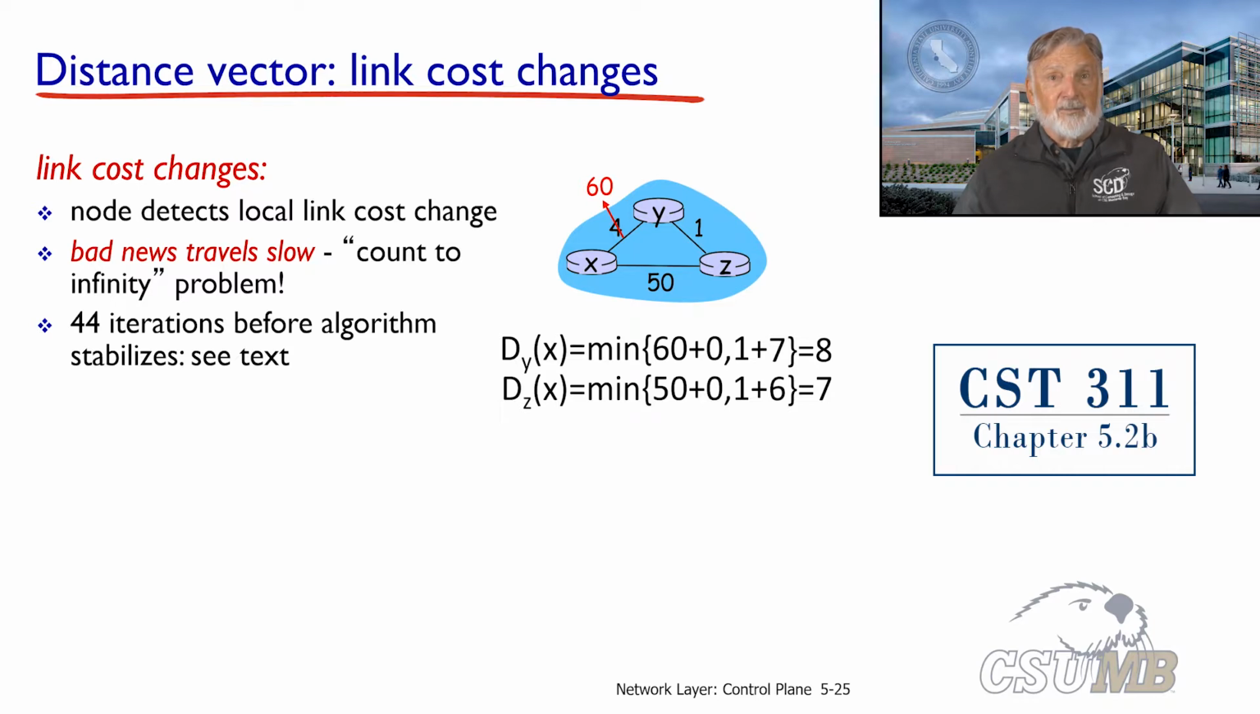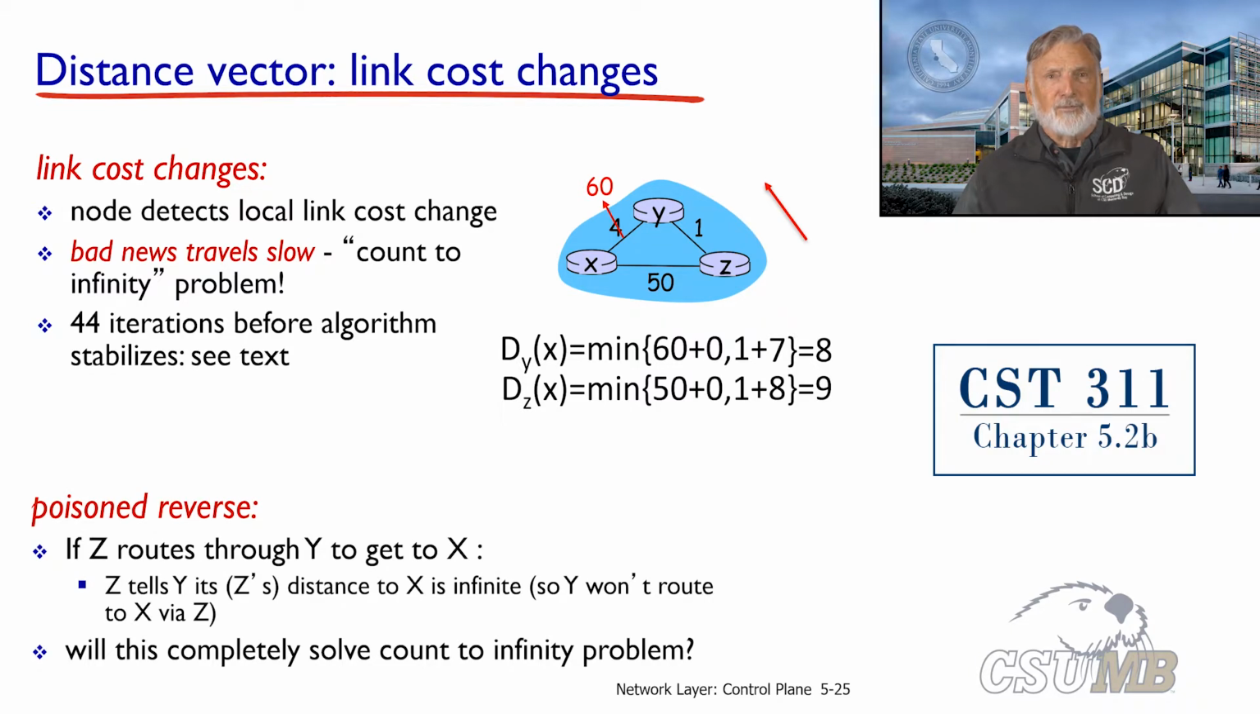Node Z again updates its forwarding tables. This process repeats until node Z finally realizes that the shortest path to node X is the direct connection, after this counting up process exceeds the value of 50. This takes a total of 44 iterations. This problem is called the count to infinity problem, and the solution is called poison reverse.